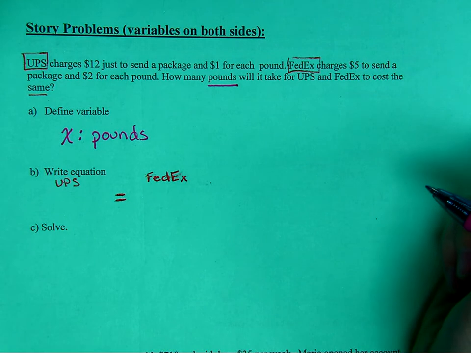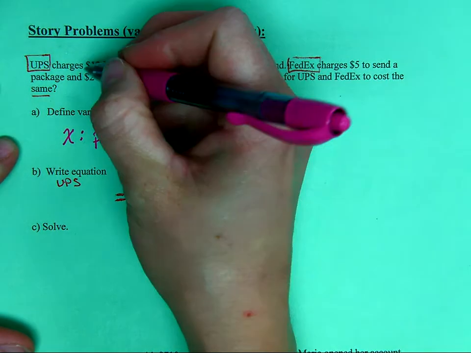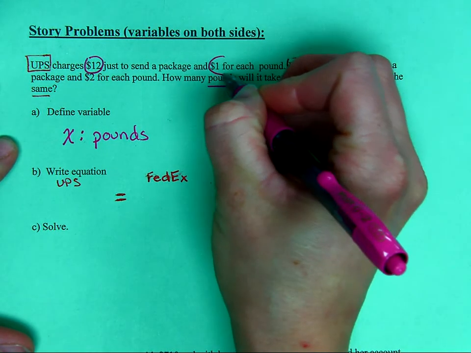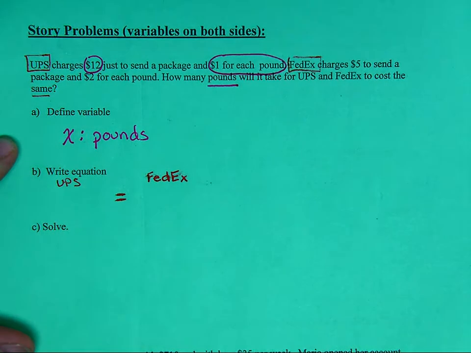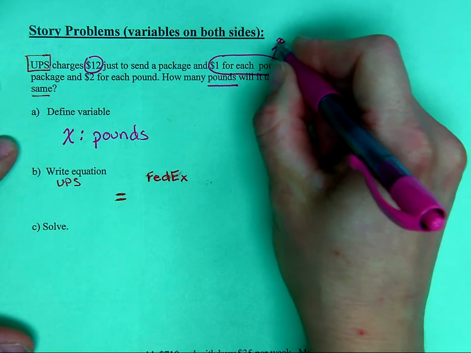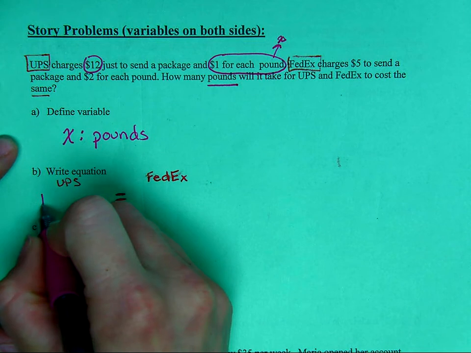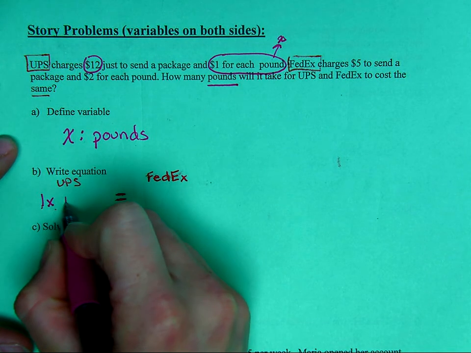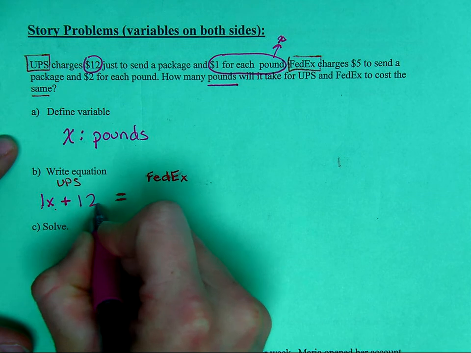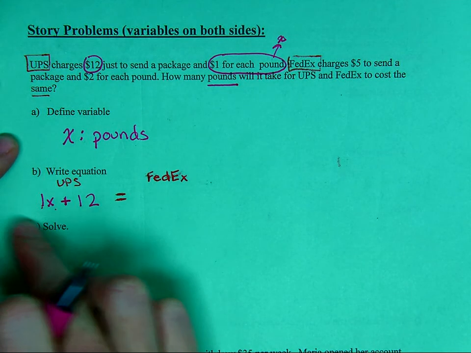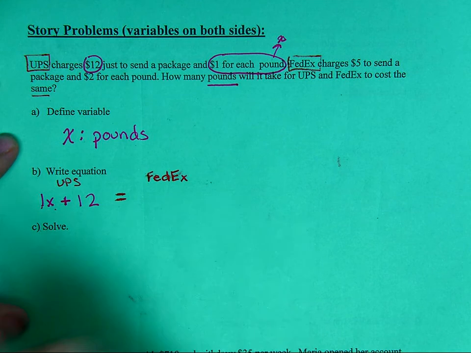Okay. So if I'm looking at UPS, I have two numbers. Okay, it's $12 to send a package, and it's $1 for every pound that package is. So notice pounds here, this is my variable. So 1x, so $1 for every pound, plus the $12 I have to send a package. Okay, that's calculating my total cost for UPS.